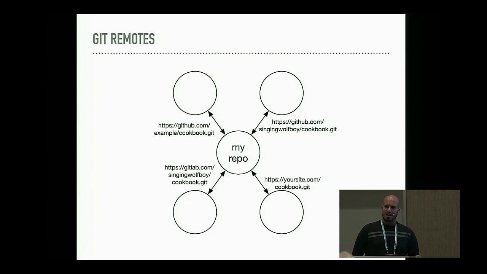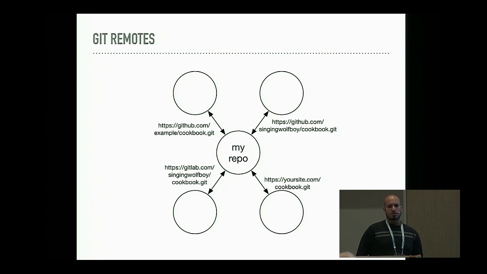So essentially what I have here is my repo in the center, and 4 different other repos that it knows how to talk to. All of those repos are addressed by URLs. I have 2 of them on GitHub, 1 on GitLab, and 1 of them on a completely different website.